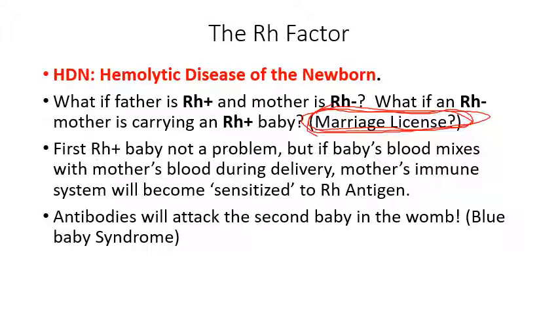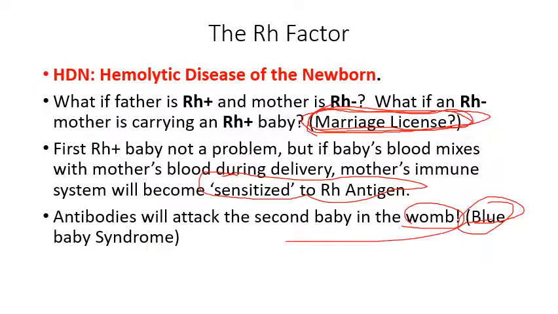Okay, so if the first baby is Rh positive and is being born to an Rh negative mother, it's not a problem. But for the second one, the mother's immune system has been what's known as sensitized. It's been exposed to the Rh antigen, and the second time the immune system is ready for it, and it will attack the baby's blood while the baby is still in the womb, because the antibodies can pass through the placenta, and the baby comes out looking a little bit blue.